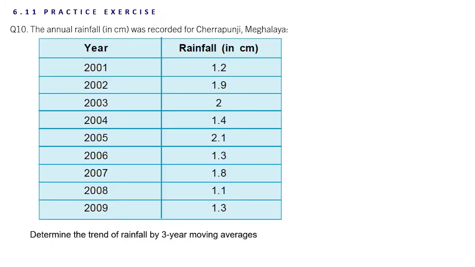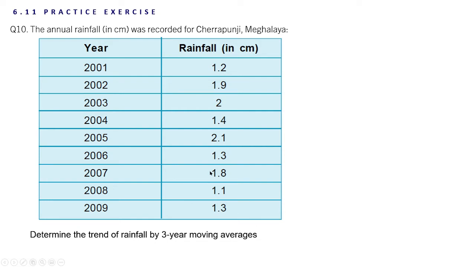Now we'll see some problems and let us try to solve this. This is taken from the student support material, from the 6.11 practice exercise. The annual rainfall in centimeters was recorded for Cherrapunji, Meghalaya. So for various years the rainfall in centimeters is given. We have to determine the trend of rainfall by the 3-year moving average. So let us try to solve this.